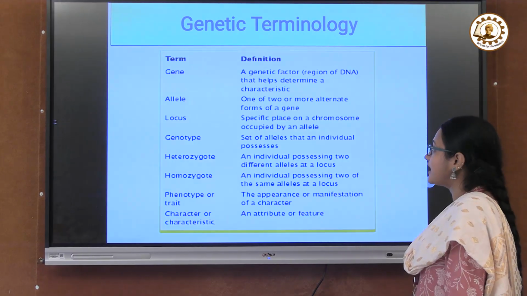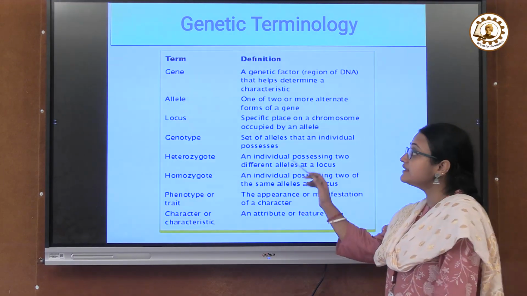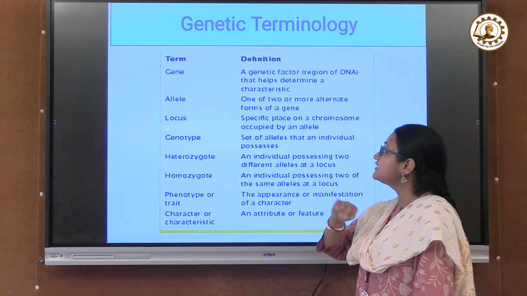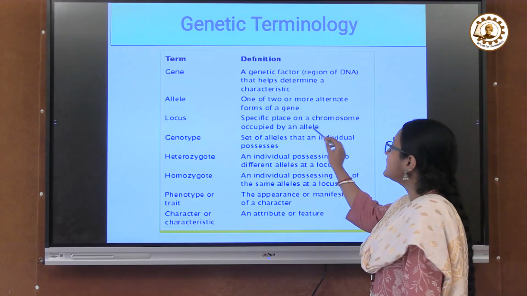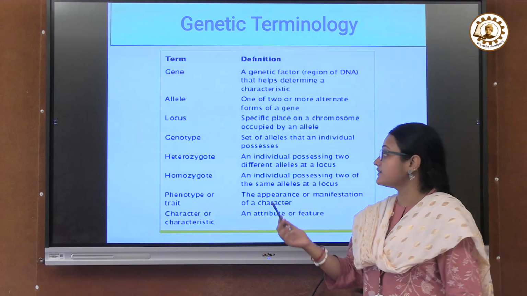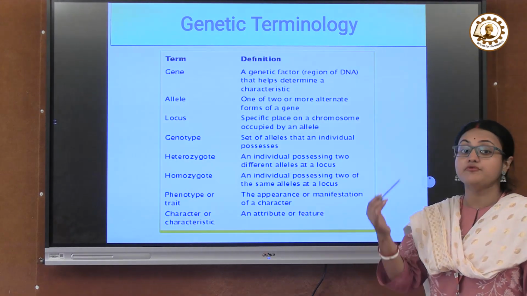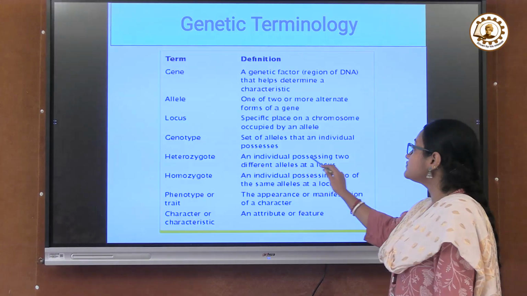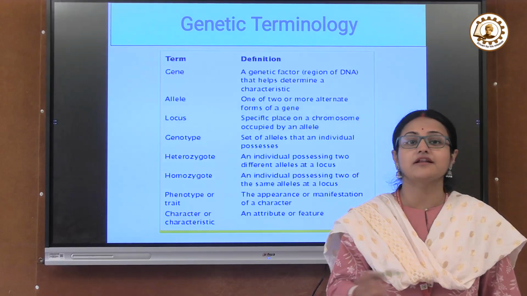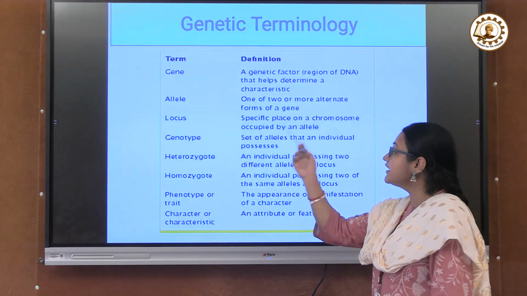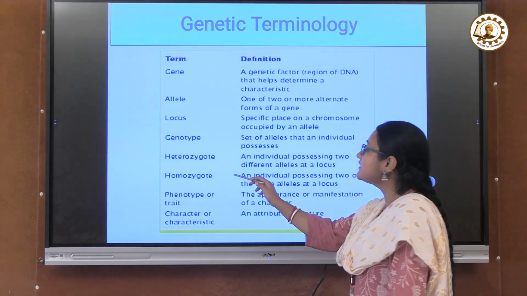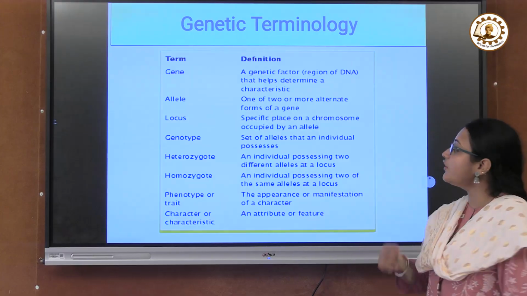These are the terminologies of genetics. First, gene. It is a genetic factor that helps to determine the characteristics. Then allele, which is called the alternative forms of genes. Then the locus, the position in a chromosome occupied by an allele. The genotype means the set of alleles that an individual possesses. And phenotype means the physical appearance, what we can see. Heterozygous, an individual possessing 2 different alleles. We already heard about capital T, small t in class 9 or 10. So heterozygous means these 2 alleles are different, capital T, small t. And homozygous means these 2 alleles are the same, small t small t or capital T capital T.